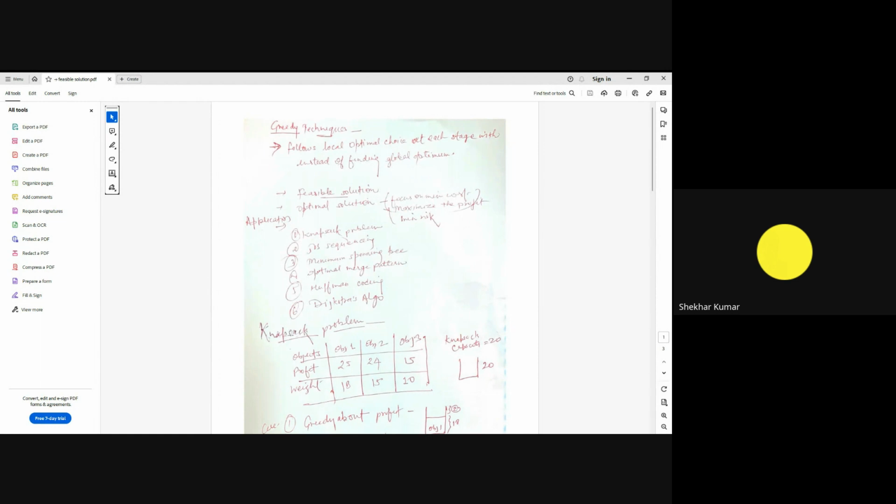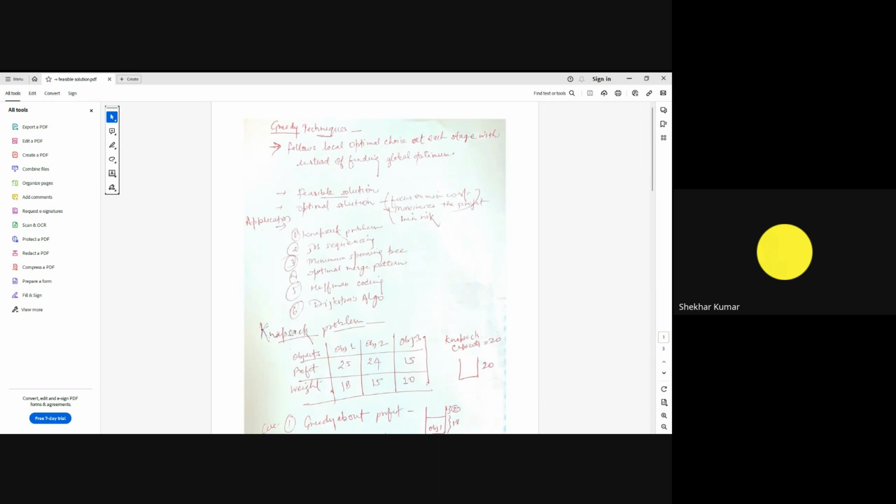Okay, class. In the previous class, we discussed the divide and conquer approach. Today, we will discuss greedy techniques. In the divide and conquer approach, we divided the problem into sub-problems, and then found the solution of each sub-problem. After that, we combined each sub-solution to find a complete solution. Now, the greedy approach, greedy techniques.